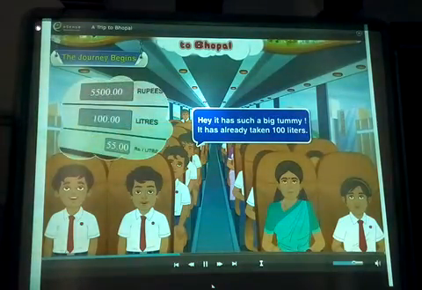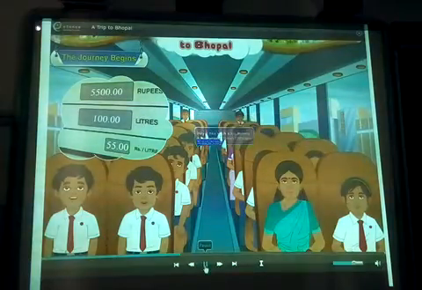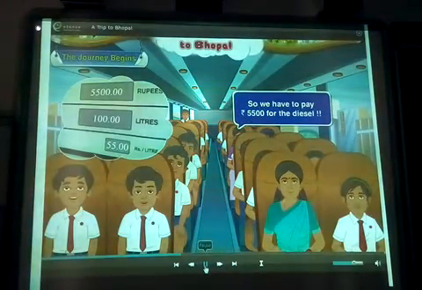Hey, it has such a big tummy. It has already taken 100 liters. So we have to pay.